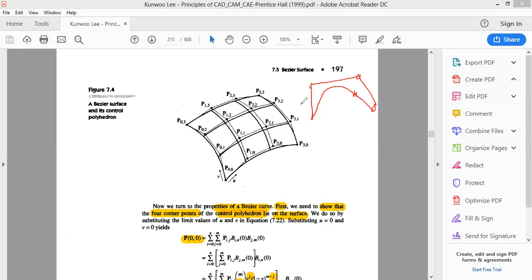Now, when we group these curves in the U direction and, sorry, in the V direction, we are able to get a two-dimensional figure, which is nothing but a surface, which will have a curved shape. So we have a series of control points for each of these curves.